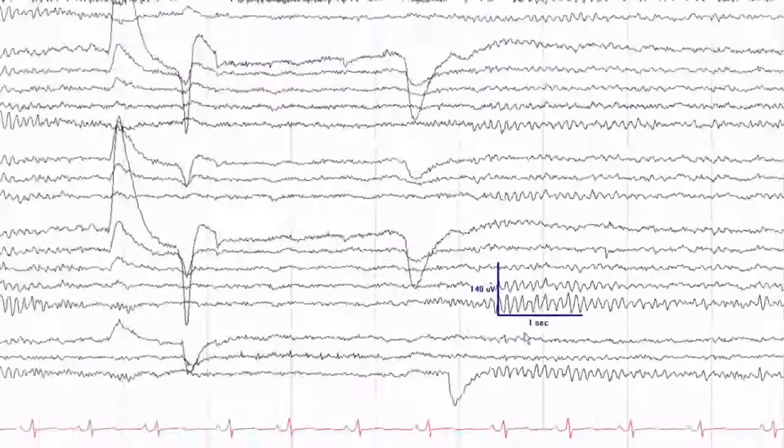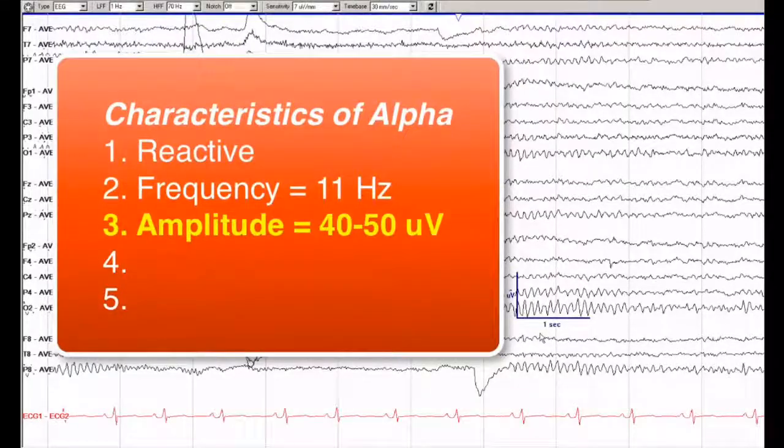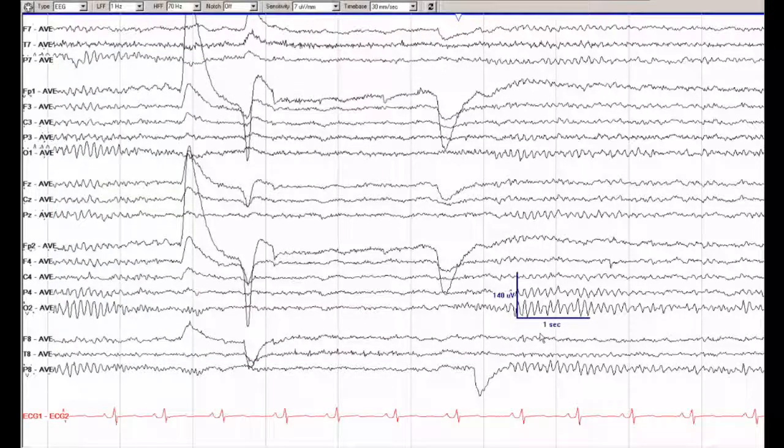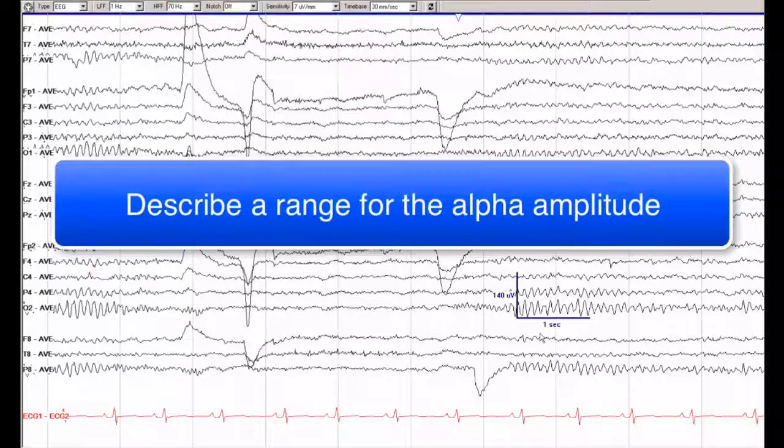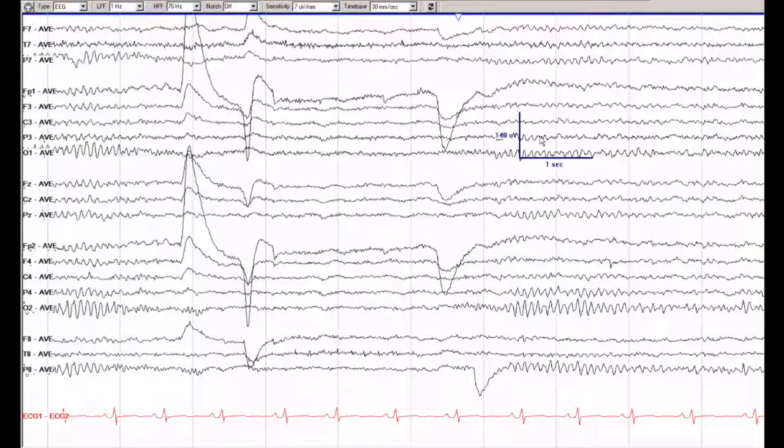Thus, we have been able to add one further characteristic to our description of the alpha rhythm, in that it has a normal voltage between 40 and 50 microvolts. It is common for the amplitude of the alpha rhythm to vary throughout the recording, and so in the report I would recommend outlining a range of amplitudes in which the alpha rhythm most often fits. Next, we will look at the symmetry of the alpha rhythm.